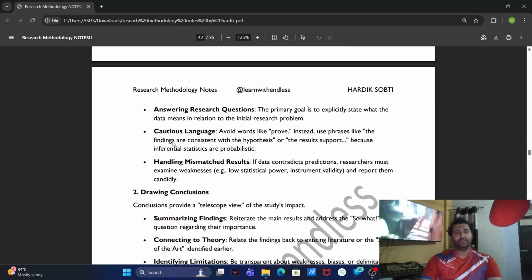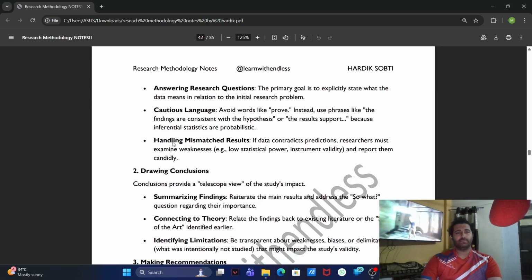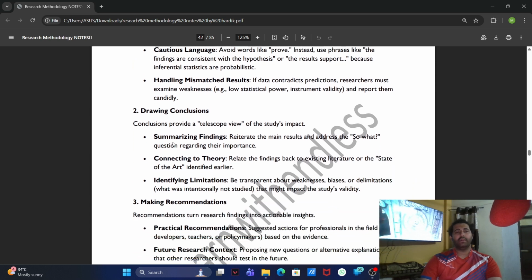Answering research questions. The primary goal is to explicitly state what the data means in relation to the initial research problem. Cautious language: avoid words like proof. Instead, use phrases like findings are consistent with the hypothesis or results support, because inferential statistics are probabilistic. Handling mismatched results: if data contradicts prediction, the researcher must examine weaknesses, for example low statistical power and instrument validity, and report them candidly.